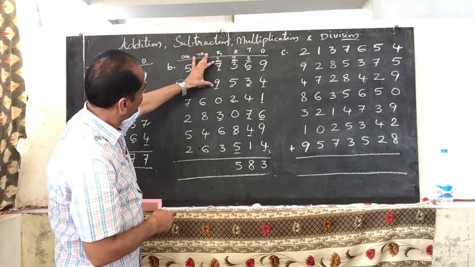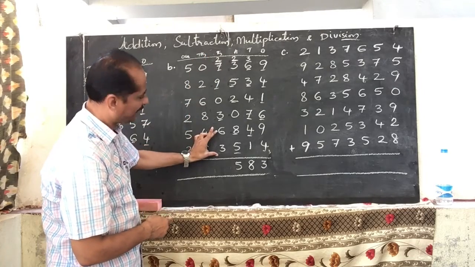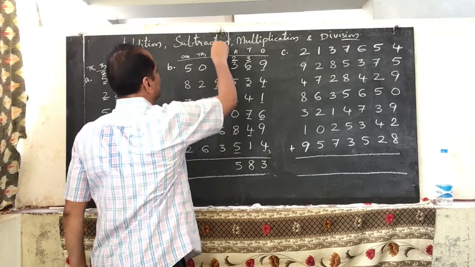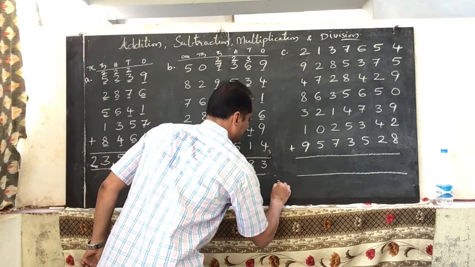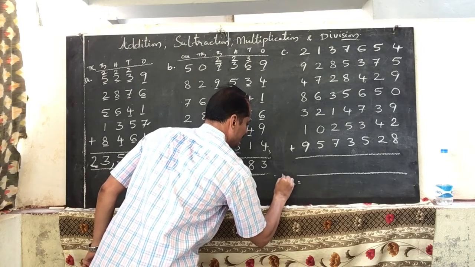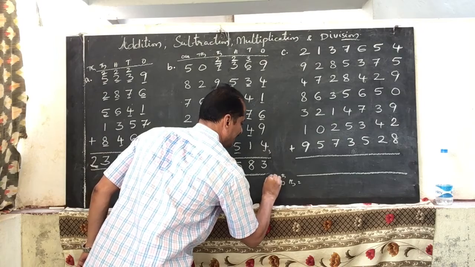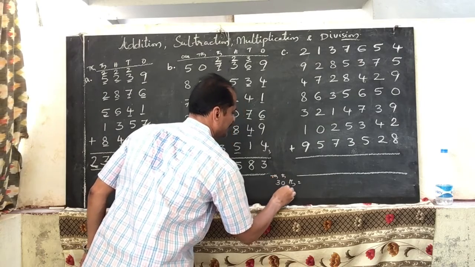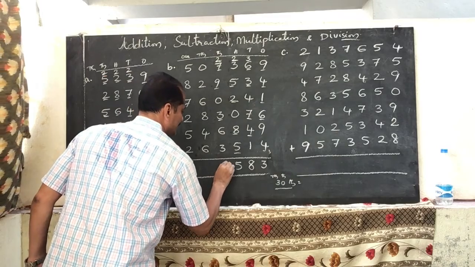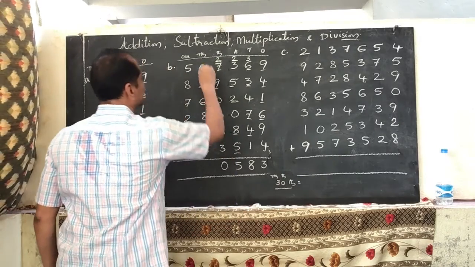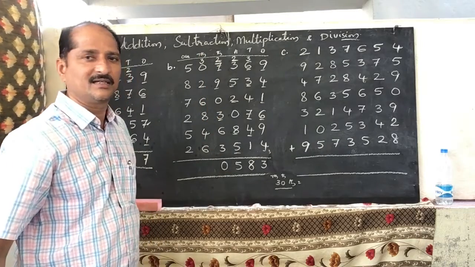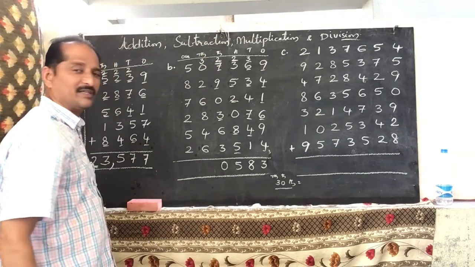10, 21 plus 9, 30. So 3 tens, 3 30,000s. 30,000s means 0 thousands and 3 10,000s. So 0 under the 10,000s place, 0 under the thousands place, 3 under the 10,000s place. Okay?